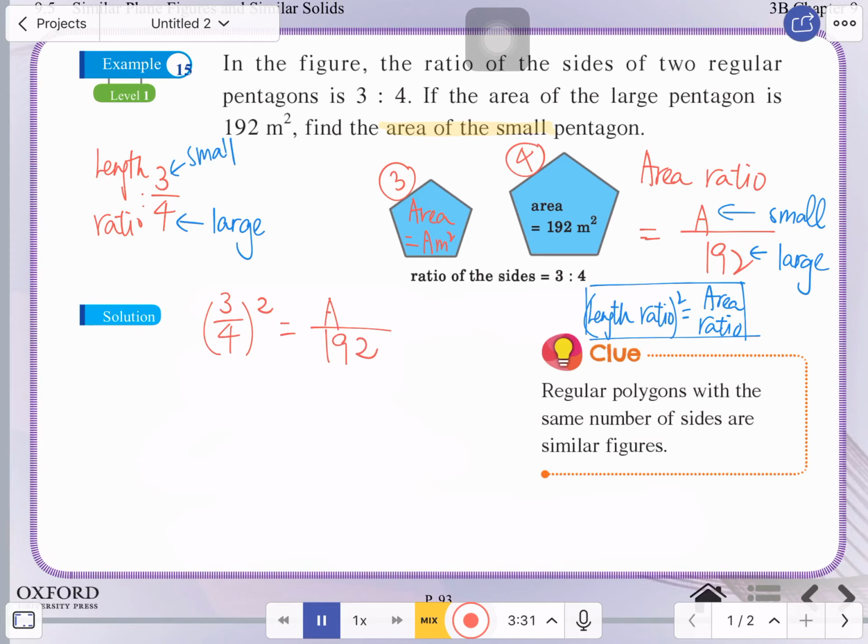To solve an equation, first of all, I want to simplify the left-hand side, 3/4 whole term squared. Using laws of index, for a/b whole bracket squared in fraction, actually it is a squared over b squared. Both denominator and numerator need to be squared, and therefore it will be 3 squared over 4 squared on the left, and the right-hand side is still a/192.